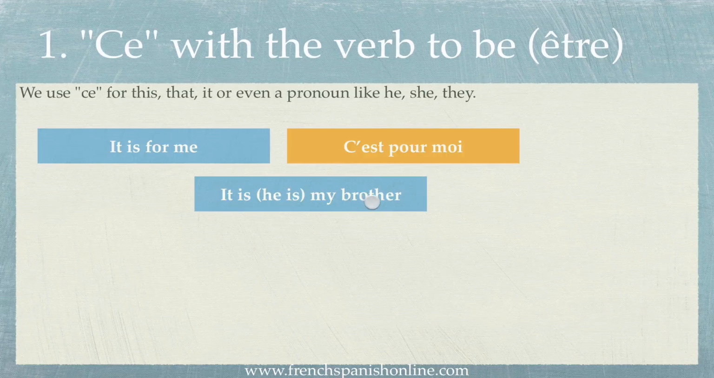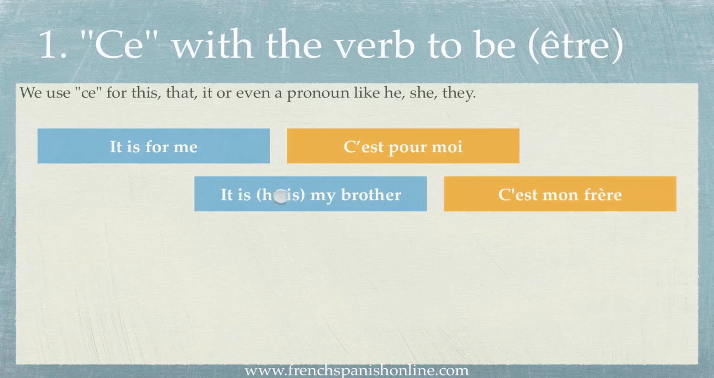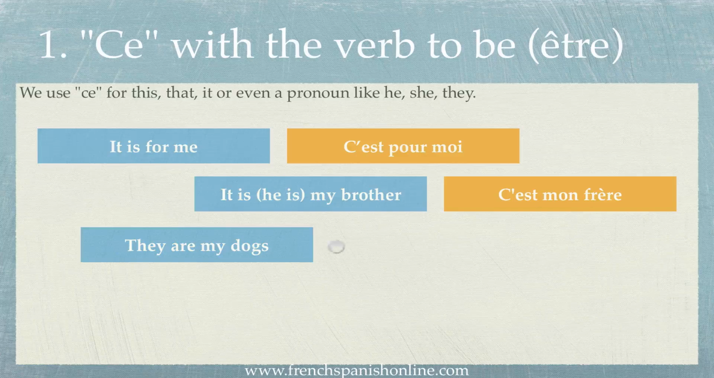It is or he is my brother. So how are we going to translate he or it? Actually the same thing, because we have the verb to be. C'est mon frère.